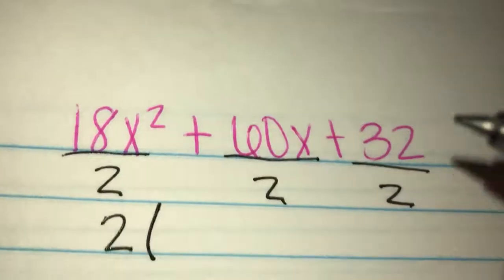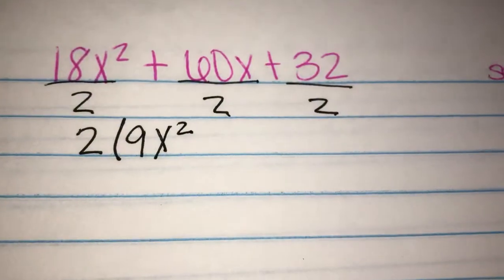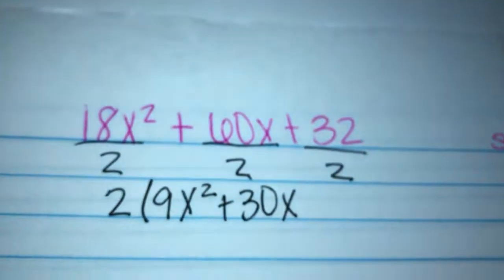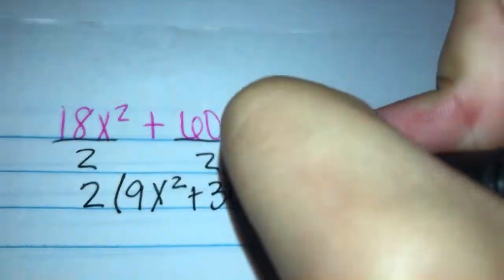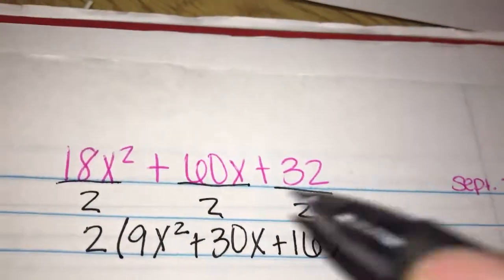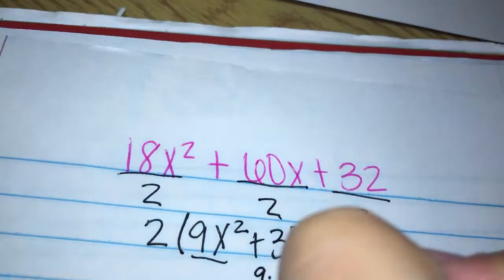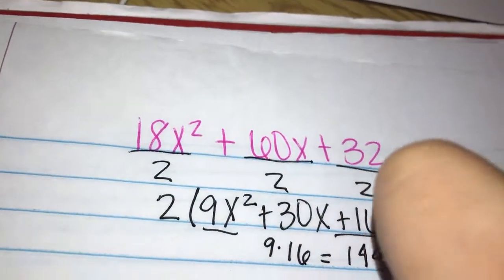by. So 18x squared divided by 2 is 9. Bring down the x squared. 60x divided by 2 is 30. Bring down the x. And 32 divided by 2 is 16. Okay, so now we're going to multiply the first and last term. So 9 times 16 equals 144.